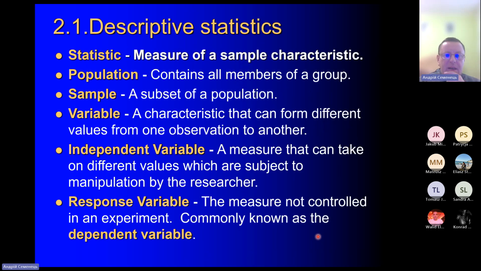Let's again summarize this. When we talk about statistics, we measure some characteristics of our data. Here I spoke of a sample, but it's in fact not exactly true. In general, in statistics, we measure characteristics of our data set. And this data set could represent a population or a sample, depending on the circumstances. So a population contains all members of a group, and a sample represents a subset of the population.